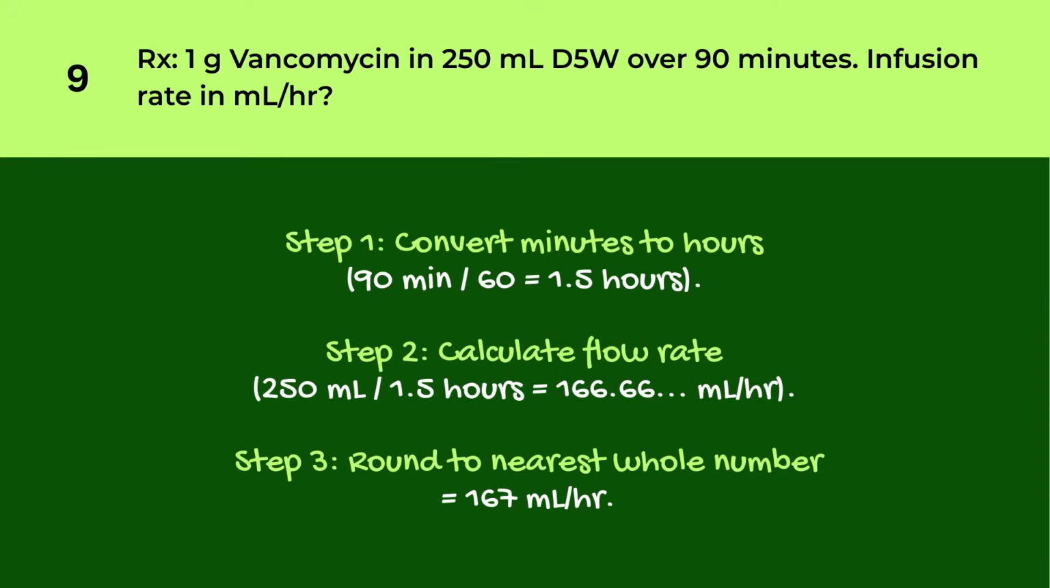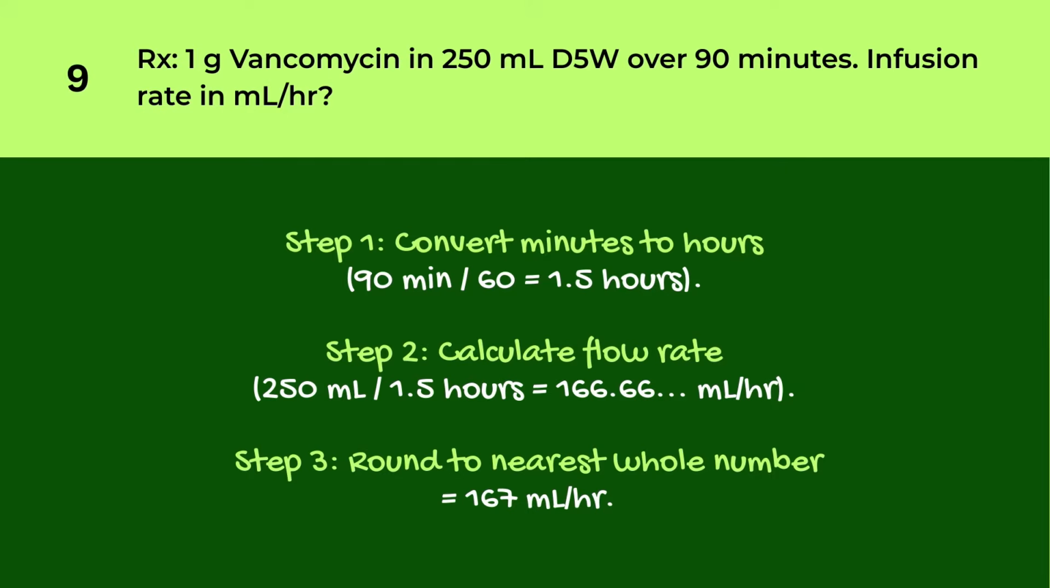Let's work through this. Step 1 is to convert minutes to hours. 90 minutes divided by 60 minutes per hour equals 1.5 hours. Step 2 is to calculate the flow rate, volume over time. 250 milliliters divided by 1.5 hours equals 166.66 repeating milliliters per hour. Step 3 is to round to the nearest whole number, which gives us 167 milliliters per hour. We are looking at 167 milliliters per hour.